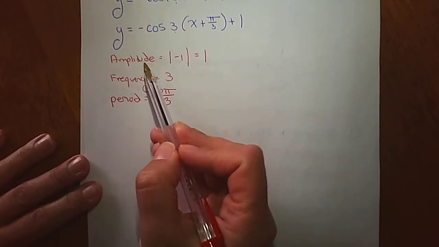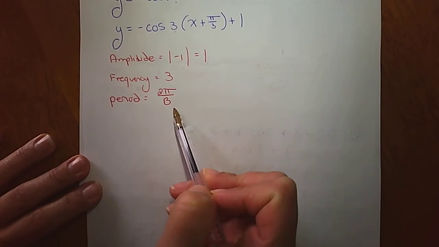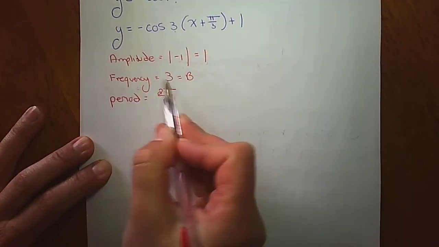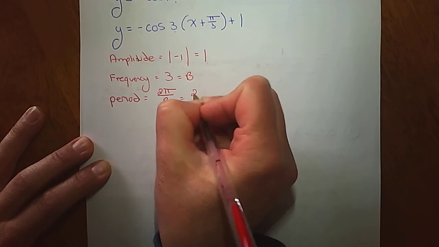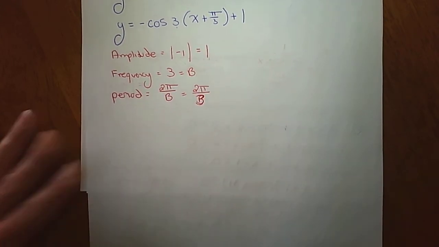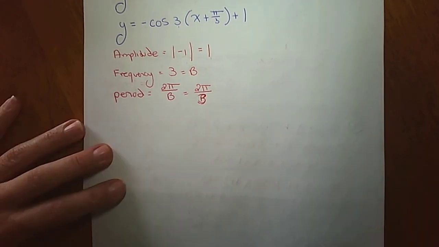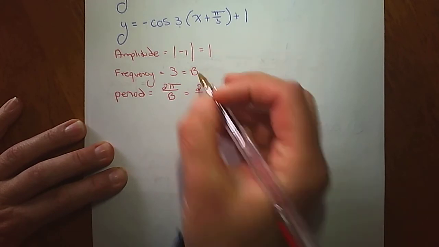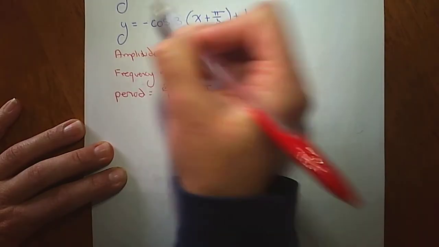So, amplitude, frequency. Frequency gives me the period, because this is the formula. The frequency is the b. So the period here is going to be 2 pi over 3. All right, now, let me go look here so you guys can see it. So the period is 2 pi over 3. Right, so we took care of amplitude and frequency.